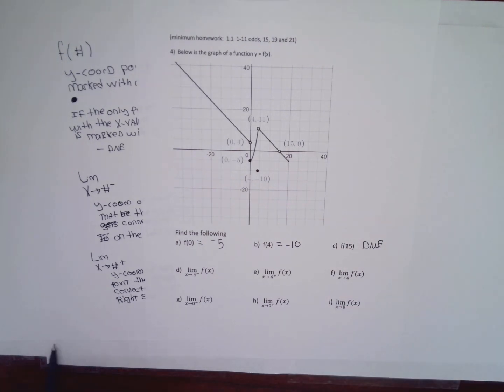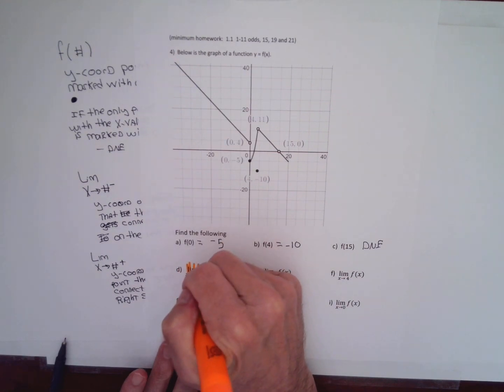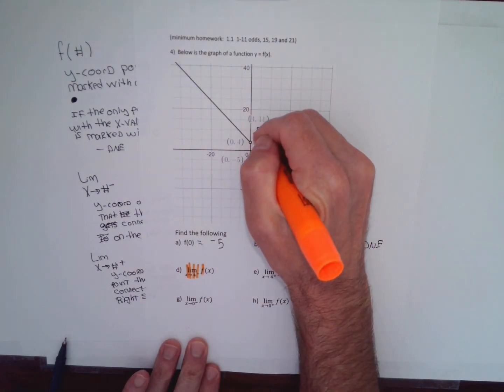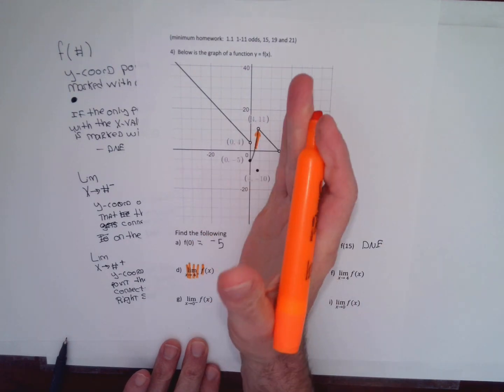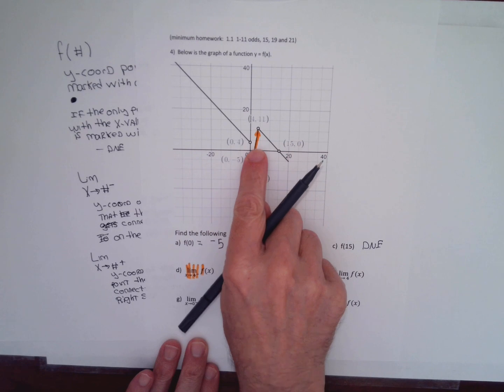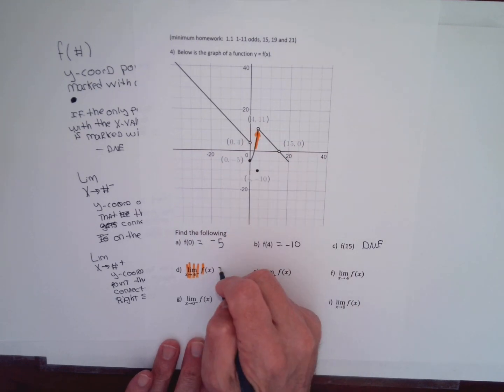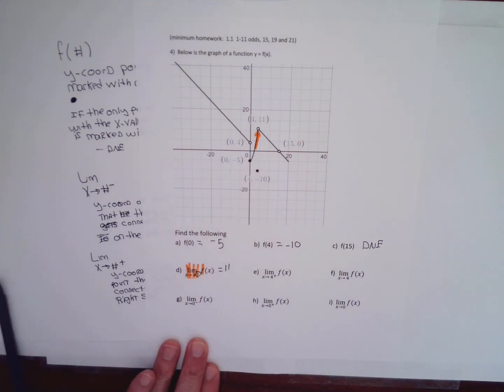Now I'm going to look at the left-hand limits and the right-hand limits. First at 4, then at 0. So for the left-hand limit at 4, this is the portion of the graph that I'm looking at. I'm looking at the portion to the left of 4, and the portion of the graph to the left of 4 ends at the point (4, 11). So the left-hand limit at 4, the limit with a little minus sign, is going to be 11.